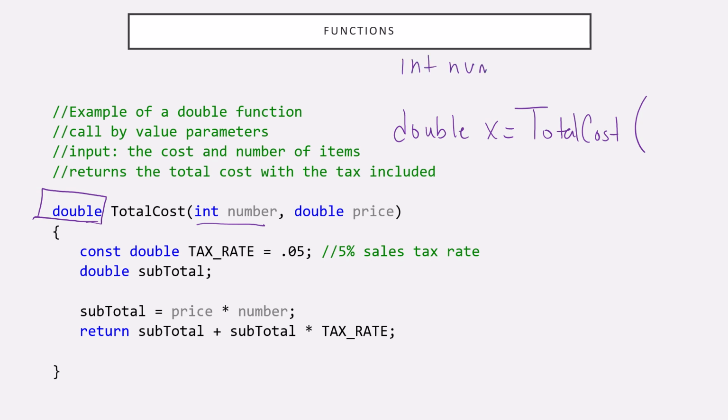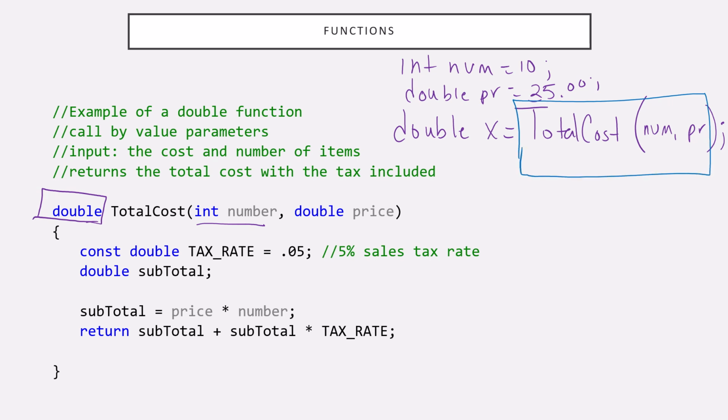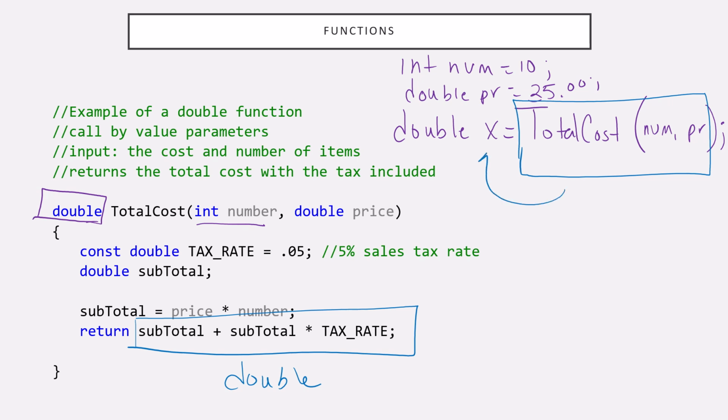So you'd have to either give it a literal value here, or you could have int num equals 10, double price equals 35. So you could call this, you would pass it num and price, PR. So this is the expression part where you're calling the function. When this function does its work, it's going to return back a double. This double value will be returned back and then assigned to x.